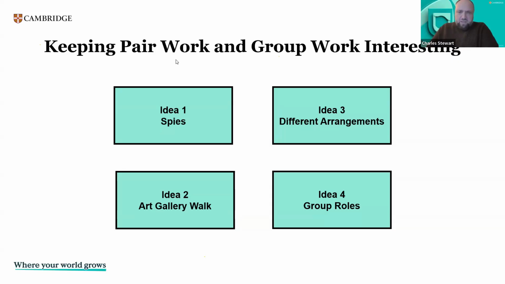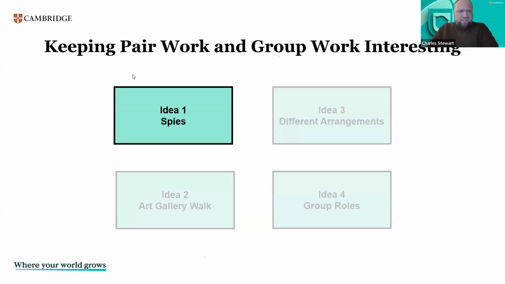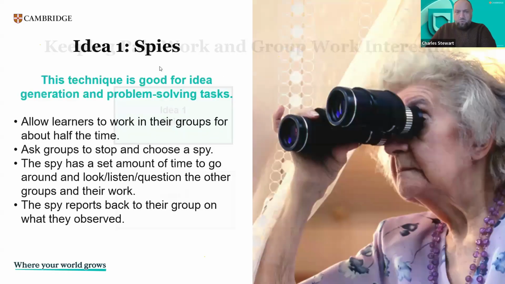The first idea involves spies. In the chat, what is a spy? Person who rats on others. Okay, let me ask you this. Someone who follows you closely. Spies look. Spies don't talk to you because they're watching what you're doing. Now, bring this into the classroom with group work.